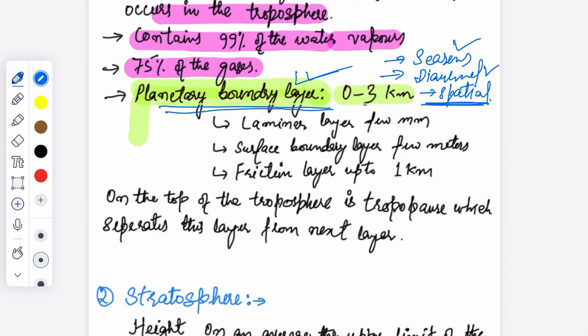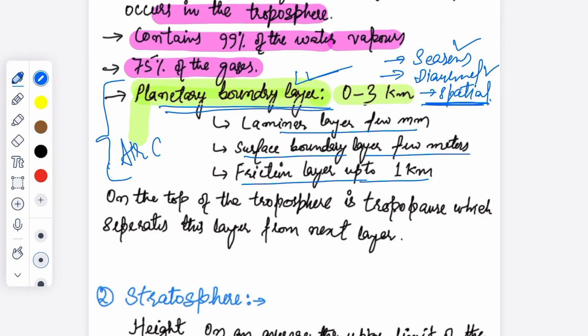So this planetary boundary layer is further divided into the laminar layer, which is about a few centimeters, then the surface boundary layer, which is about a few meters, then the friction layer up to 1 kilometer. This part of the troposphere, that is the lower part of the atmosphere, will be discussed when we study the air quality models, that is mainly the dispersion modeling.